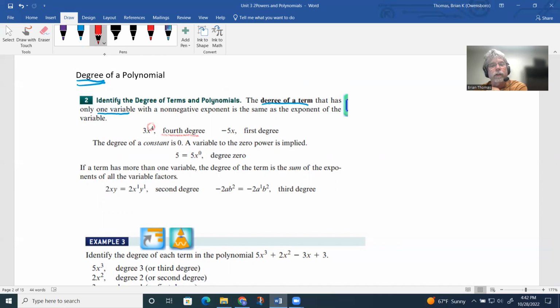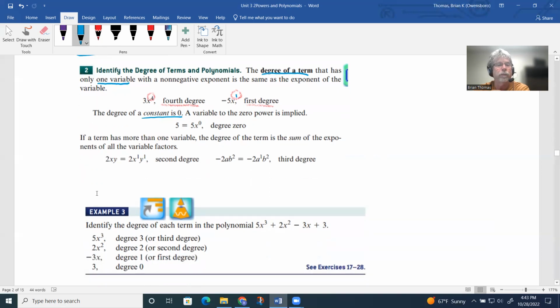If I have this negative 5x, notice how the x has actually an exponent of 1. So the degree of the polynomial is the exponent of the variable. And since it's a 1, we would call that a 1st degree polynomial. So the other thing is the degree of a constant is going to be 0. So notice how 5 is called a constant. And remember, I can write that as 5x to 0. So notice how the exponent of the variable is actually 0. So a constant is considered a degree 0 term.